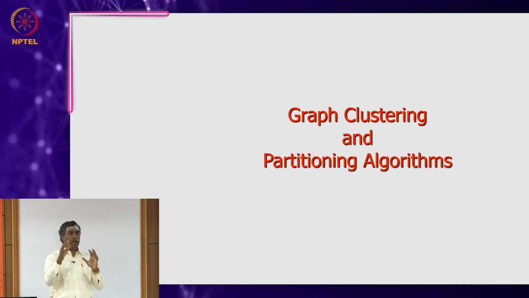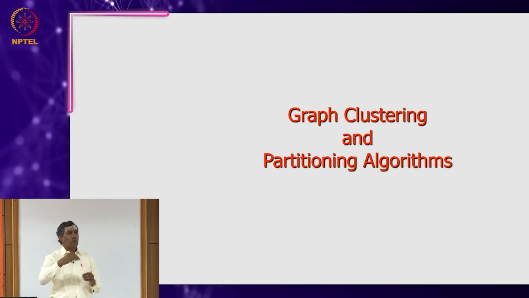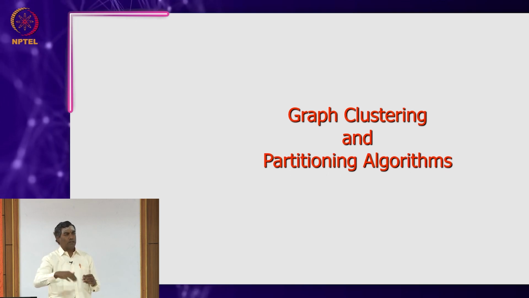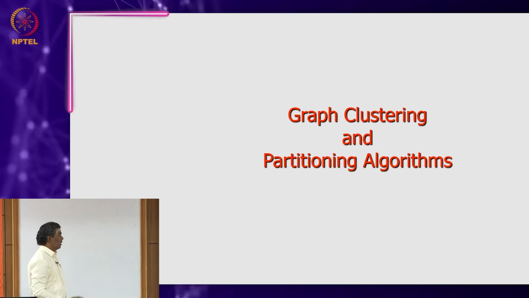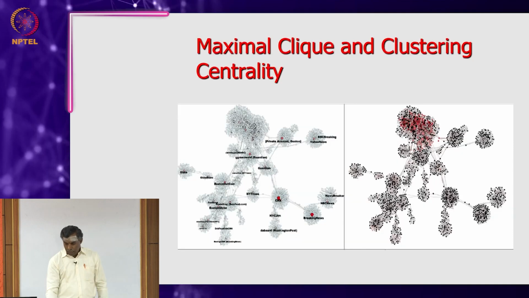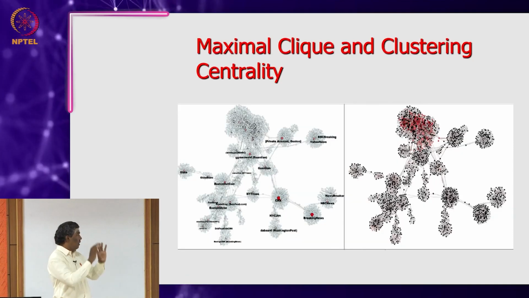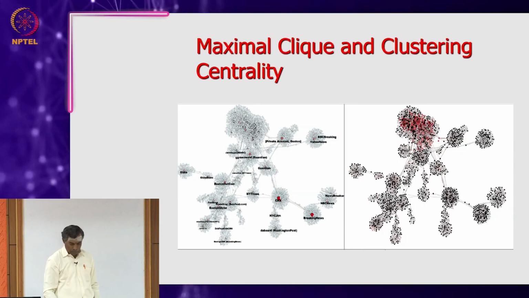So I'll just give an overview before going to the cluster. There's something called a clique, and from the clique we'll go to the max clique. Then we'll go to the cluster, and then I'll give a partition on this. This is an example where you have different clusters.